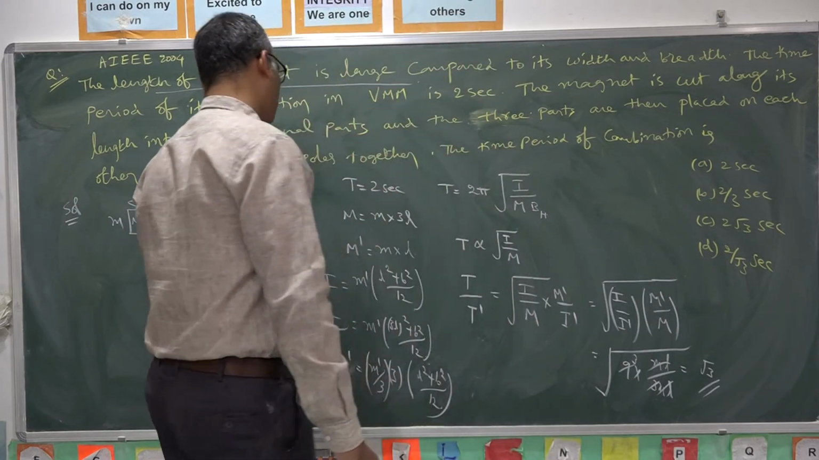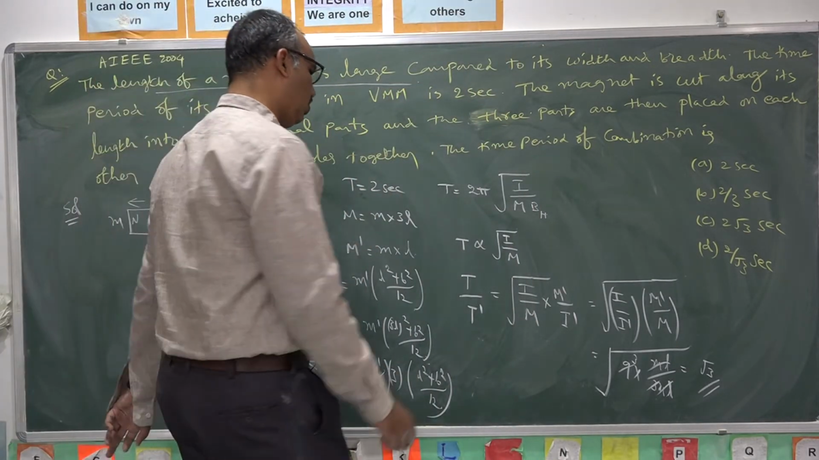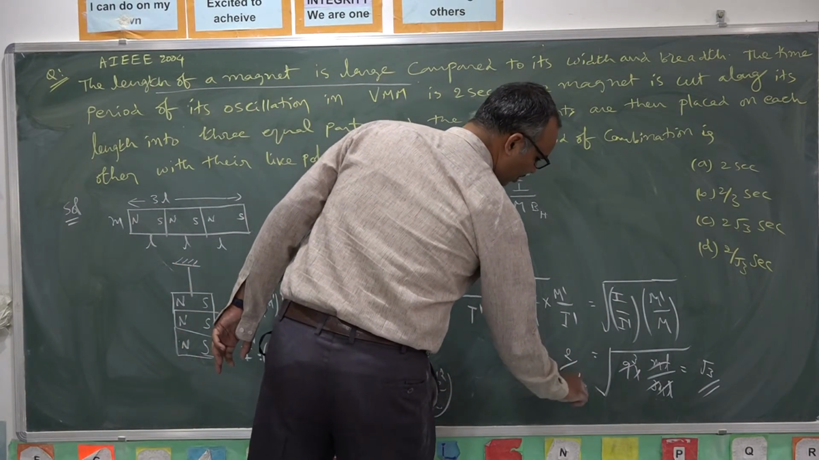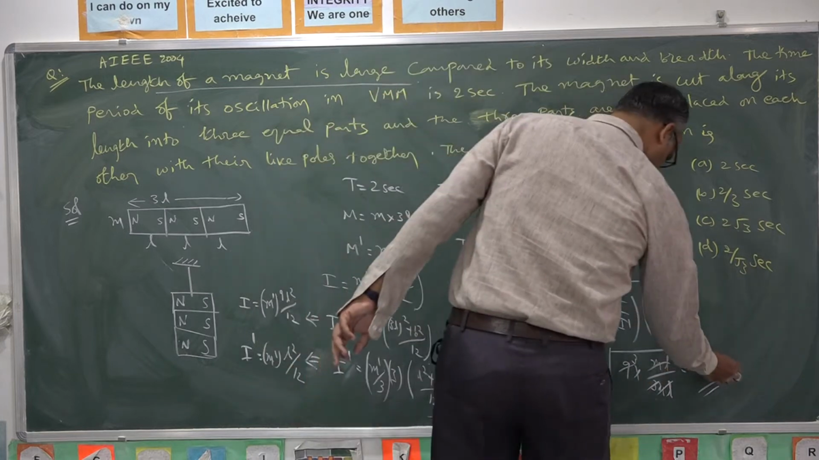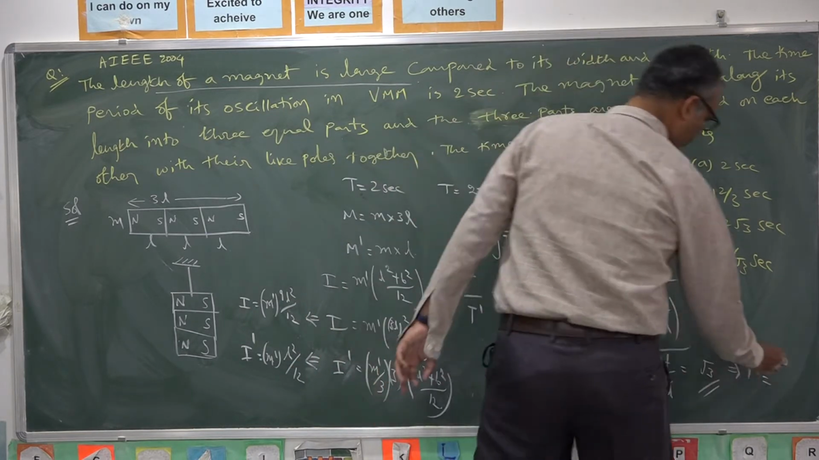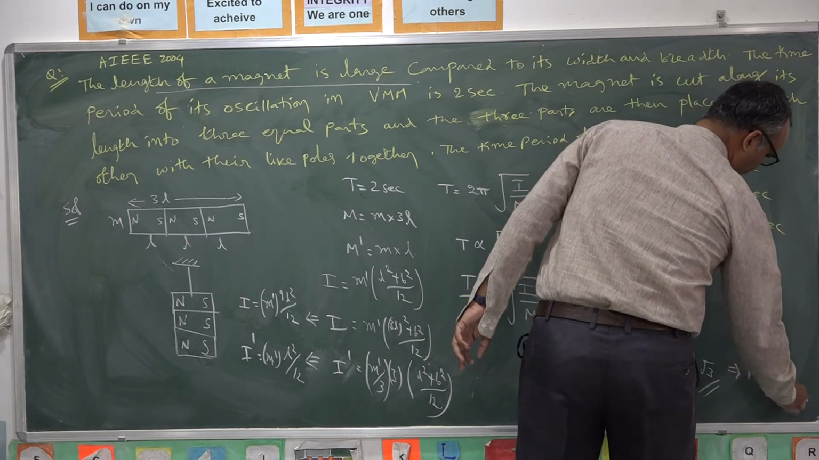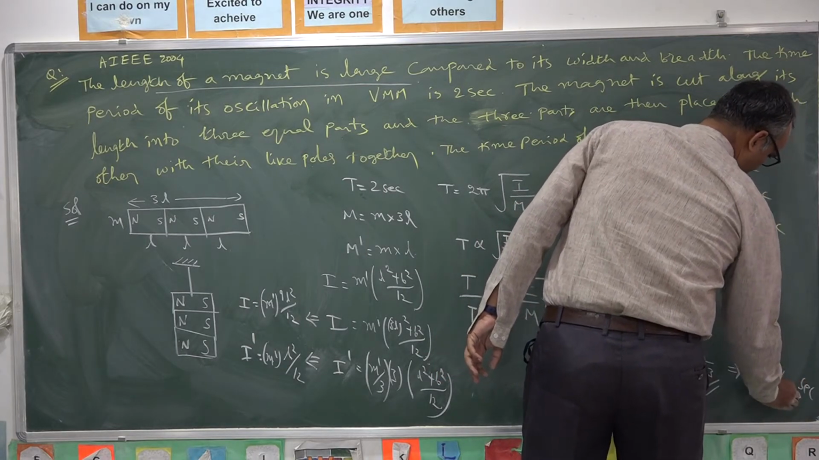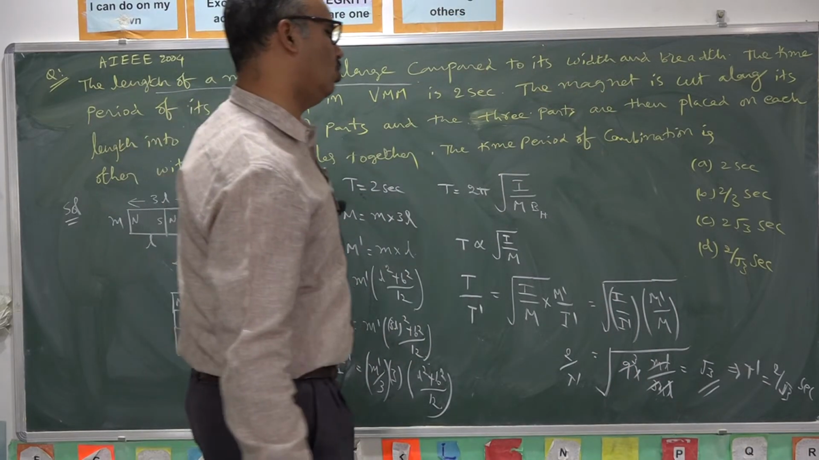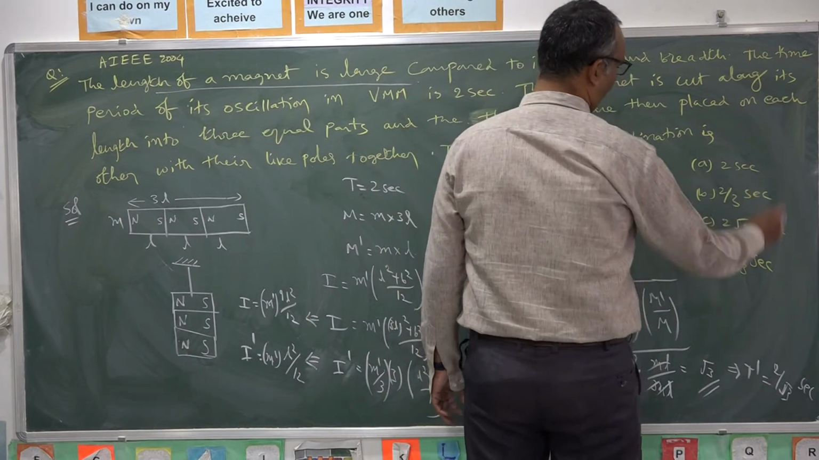Now, already they gave the T value as 2. So 2 by t dash is equal to root 3, which implies t dash is equal to 2 by root 3 seconds. Sorry, 2 by root 3 seconds. This is the answer.